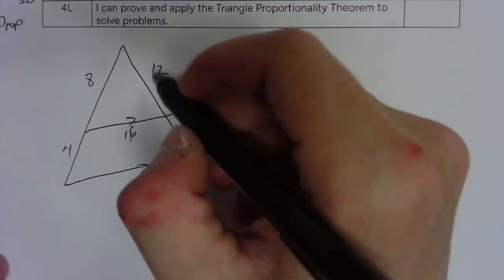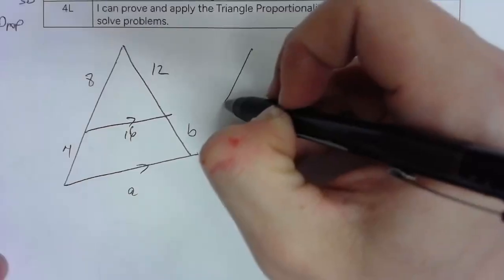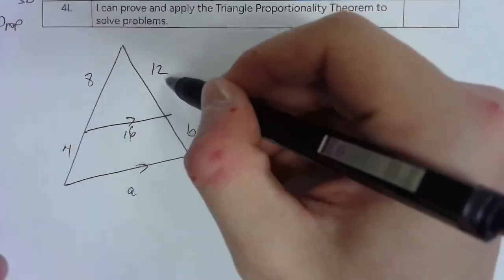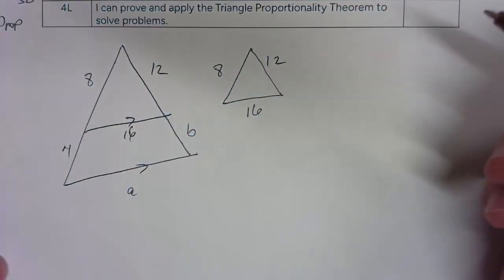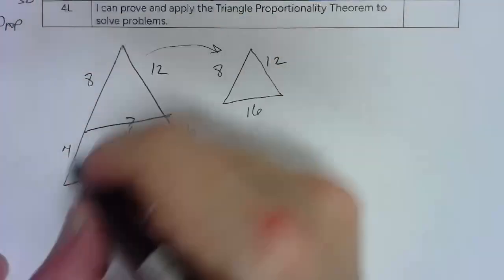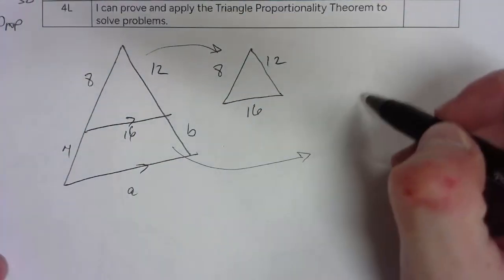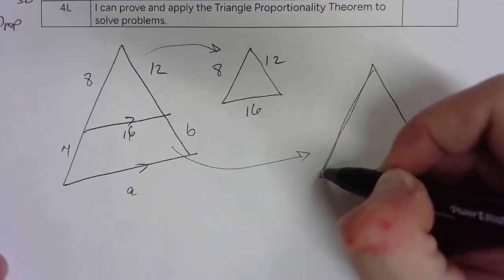Okay? Really, this is made up of 2 triangles. There's the small one, and we know everything about it. It's 8, 12, and 16. And then there's the big triangle. This big one is here.